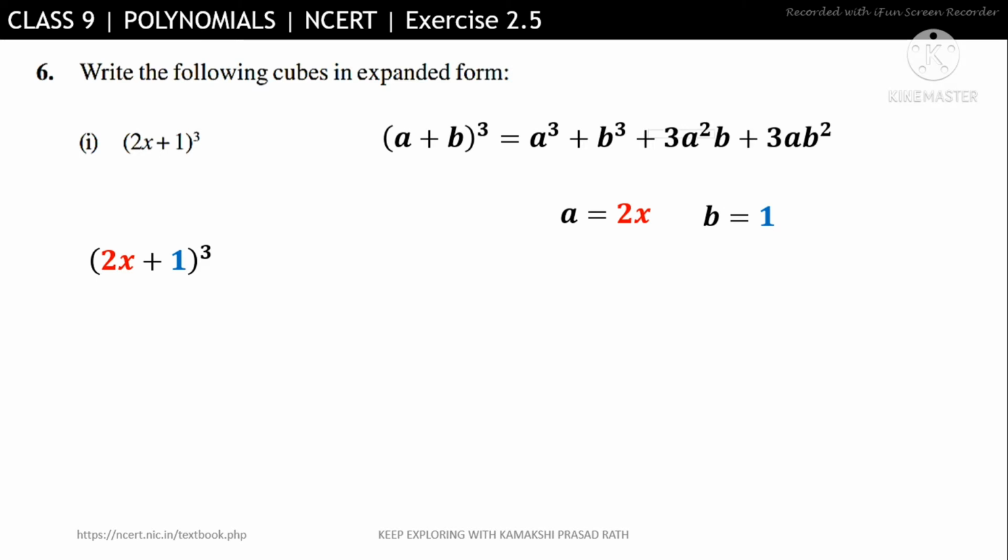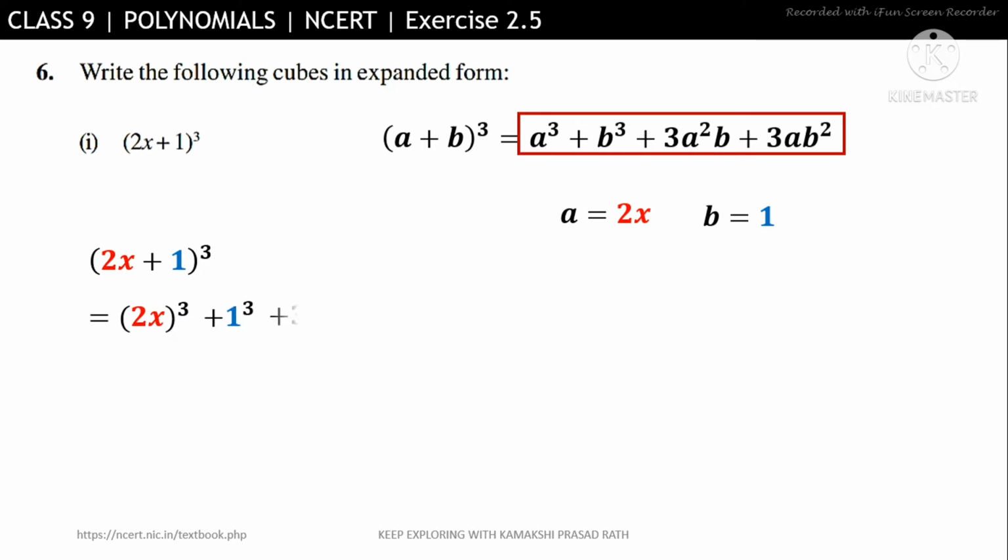Hence we can use this identity: a cube plus b cube plus 3a squared b plus 3ab squared, where a is 2x and b is 1. To start with, a cube. What is a cube here? That is 2x whole cube, b cube, 3a squared b and 3ab squared. So wherever we are getting a and b, we are using 2x and 1. While I am writing the values, I am reading the identity, so it becomes a habit of remembering the identity. Hence we will solve the powers now.